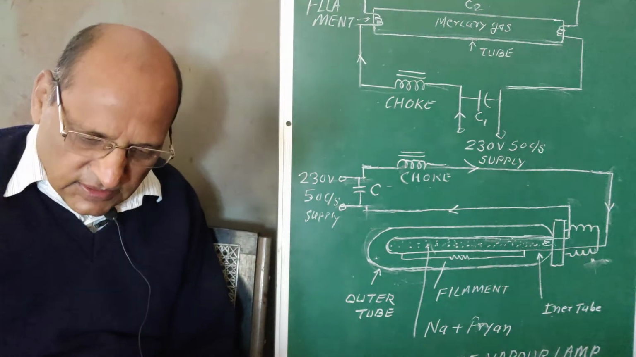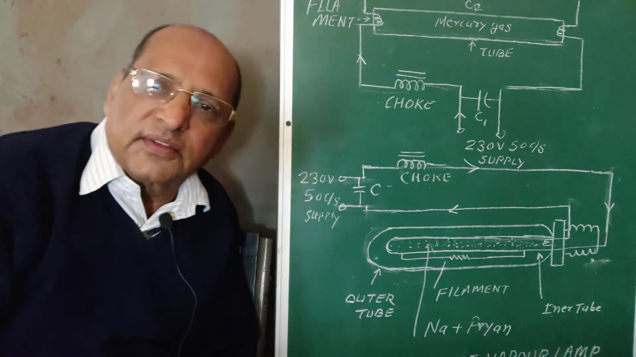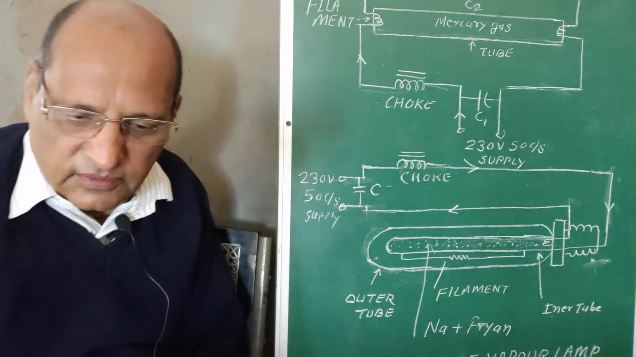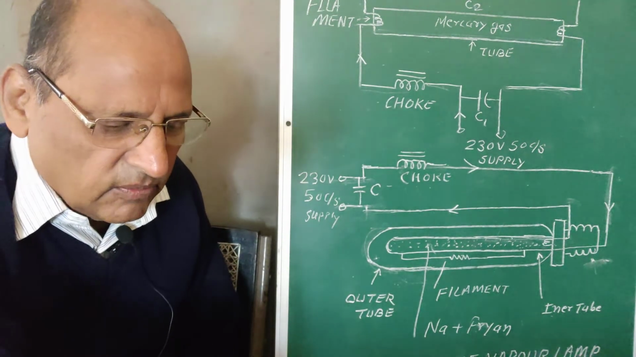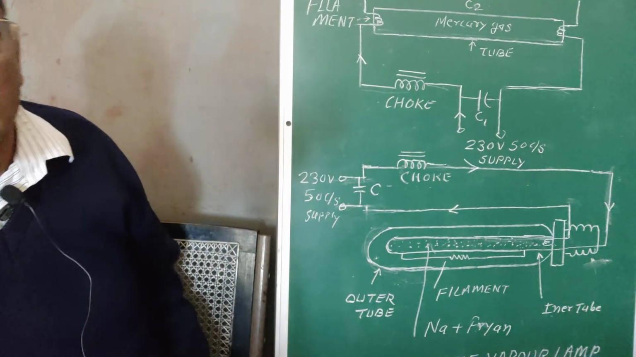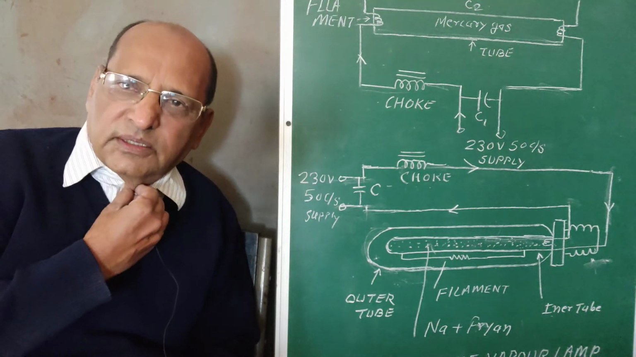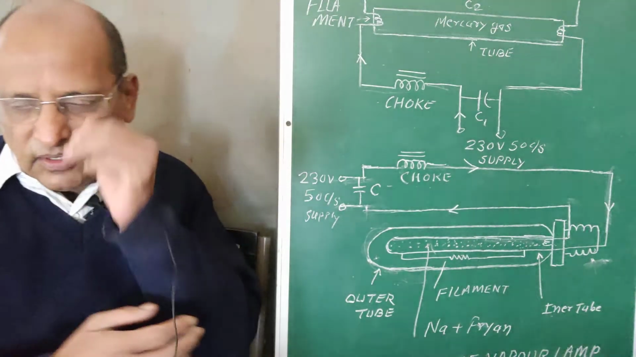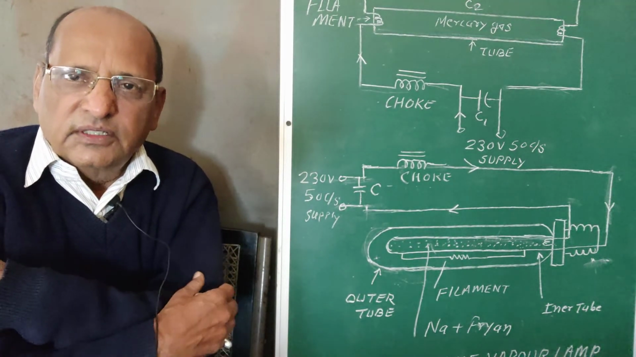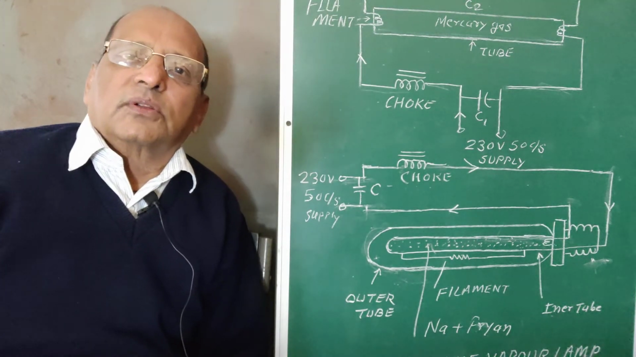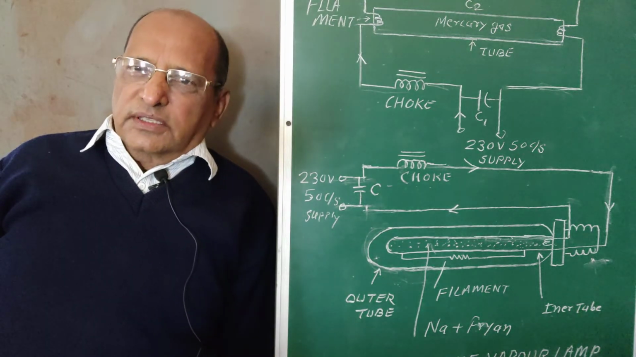The discharge takes place in the tube with the help of a spike of voltage, which is provided by the starter, and the running voltage, or operating voltage, is maintained by the choke, which is normally 180 volts instead of 230 volts. 230 volts is the supply voltage for single phase. So 180 volts is the operating voltage of the tube, which is maintained by the choke. So this is all about these tube connections and lamp connections.